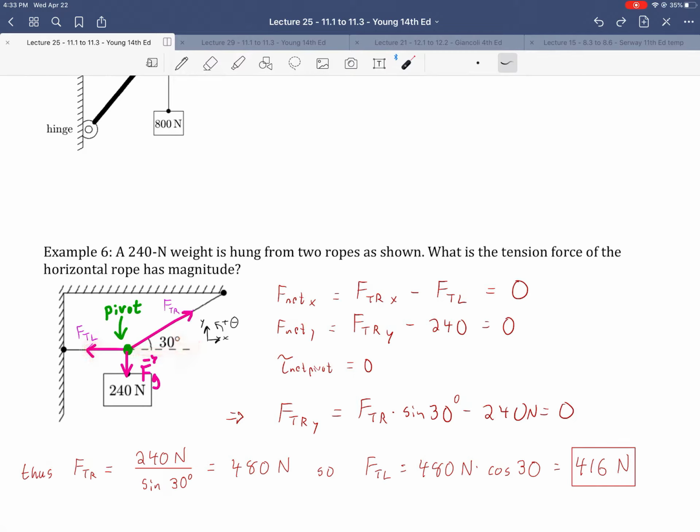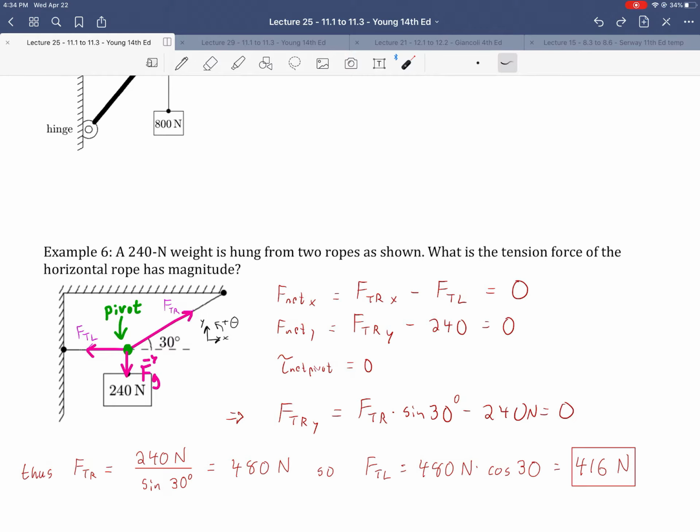And then if I think about it, FTL is just going to be equal to the horizontal component of FTR. So if I know the hypotenuse, I can just find one component with a triangle. And of course, that is just going to be 480, the hypotenuse, divided by cosine of 30, because that'll give me the horizontal component, which is actually exactly what F net x would give us. So 416 newtons is this force right there.